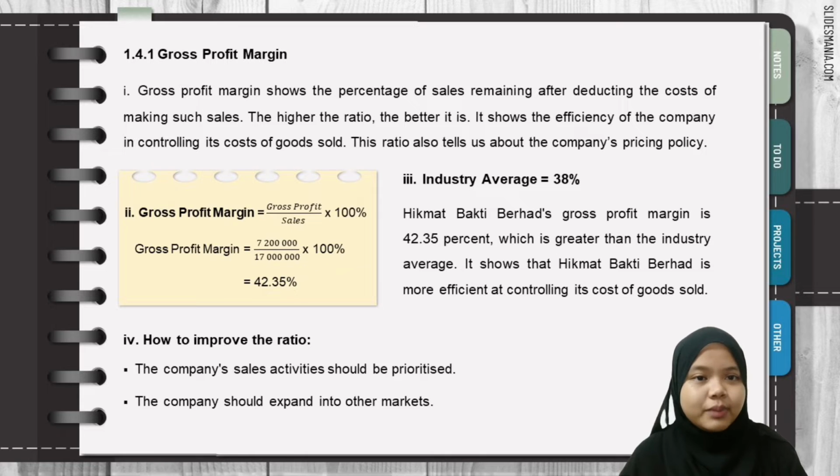Following that, the company should expand into other markets. It has the power to revolutionize a business and when used appropriately, it may significantly enhance the company's profitability.